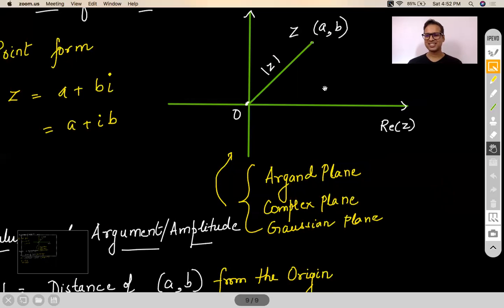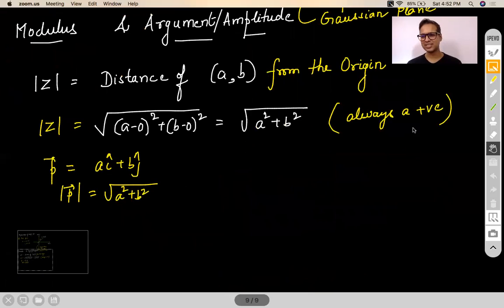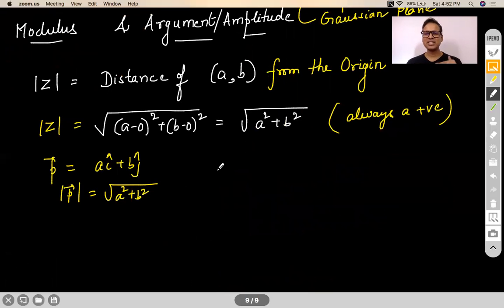Okay. See, when something is defined, you cannot challenge it. Mod of a complex number is defined as the distance of the complex number from the origin. Period. You cannot say how. Then you can say how mod of -3 is 5. Who has defined it like this?